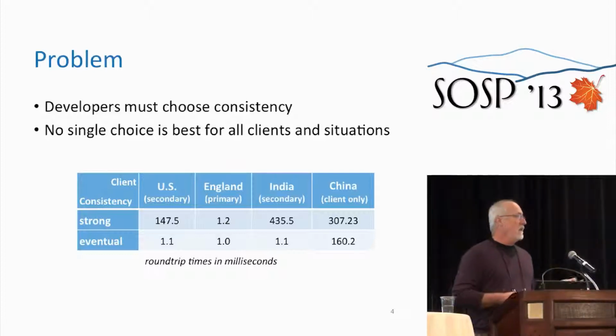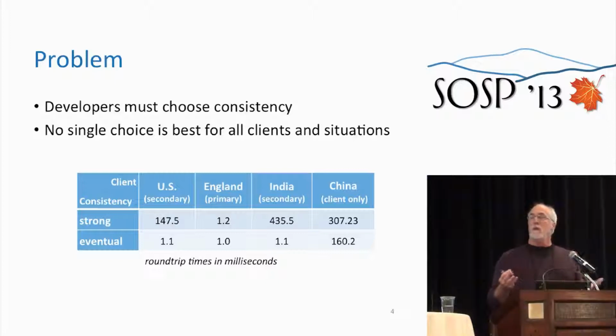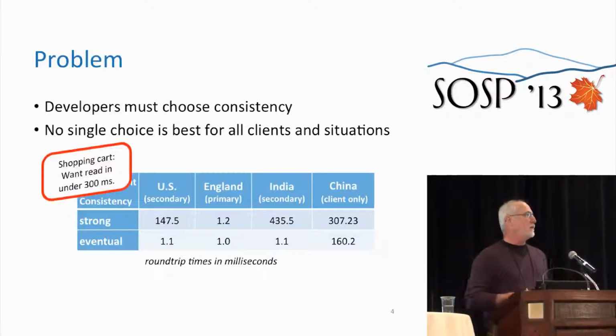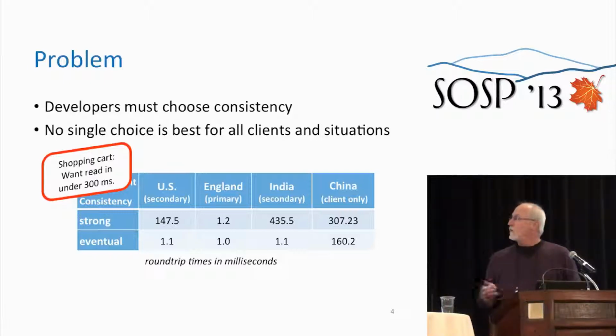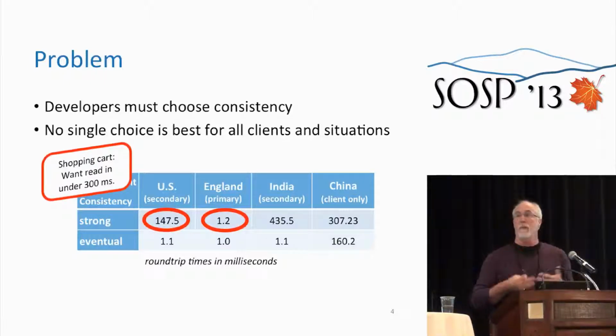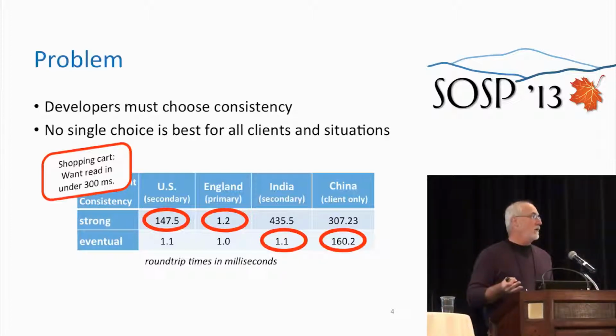So now if I gave you this data in this table, and you were responsible for developing, let's say, a shopping cart application, what consistency would you choose? Well, we know from the Dynamo paper that was published at SOSP in 2007 that the shopping cart application wants to retrieve the shopping cart in under 300 milliseconds. So which would you choose? If your customers were all in the US or in England, then clearly your best choice is strong consistency. That provides the best customer experience. They're not going to see incorrect shopping carts, and they're going to get decent performance. But if you also have clients that are in India and China, now you're forced to choose eventual consistency.